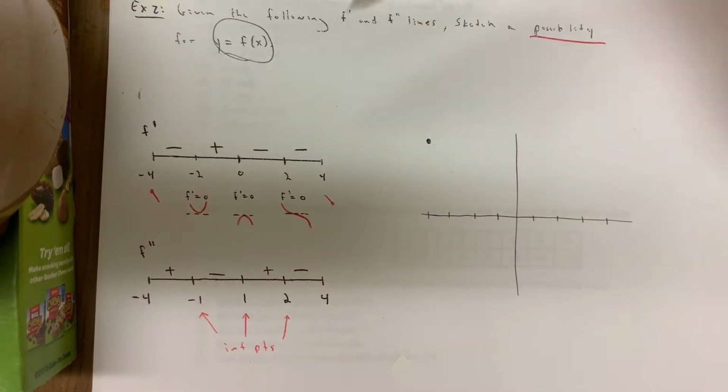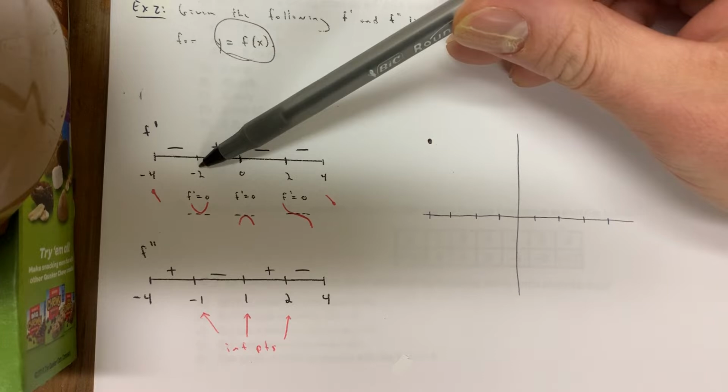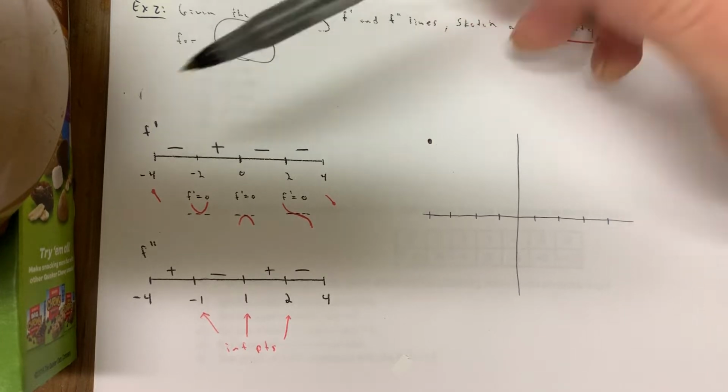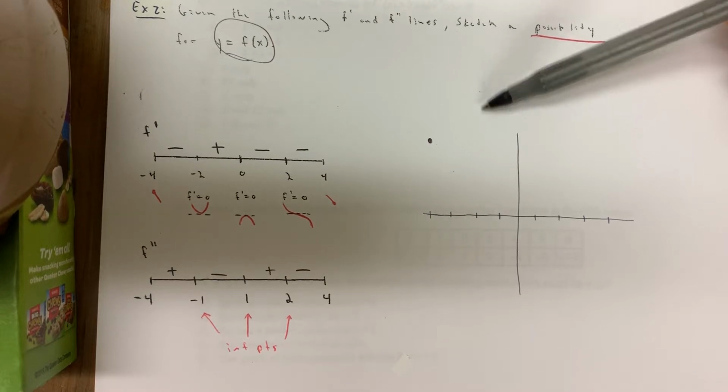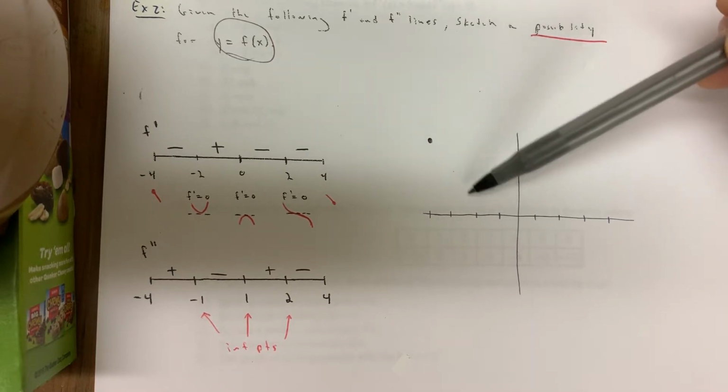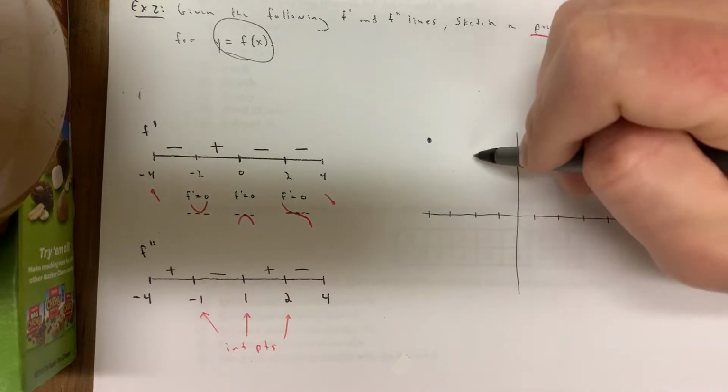Now you've got to really think about this for a second. If you go to -2, the function has to decrease from -4 to -2. So you can't plot -2 comma something higher. You've got to plot -2 comma something lower because the function has to decrease to get there. Don't put it right here.